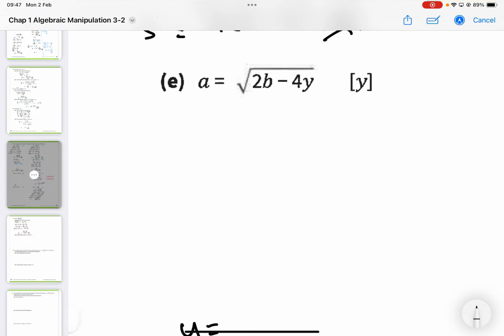I square. When I square a square root, the square root will be neutralized. So I need to square the square root, and I will need to square my left hand side as well. They are the same, so if I square the right, I square the left, they will still be the same. Once I square, the square root sign disappears.